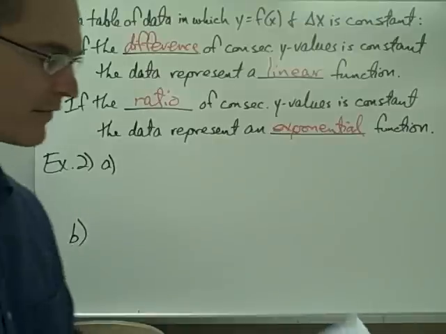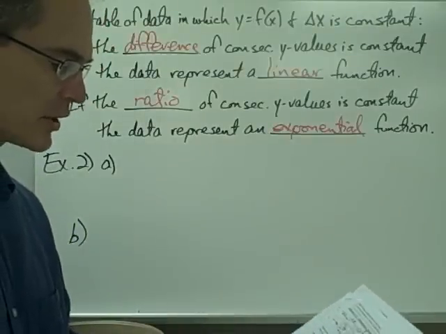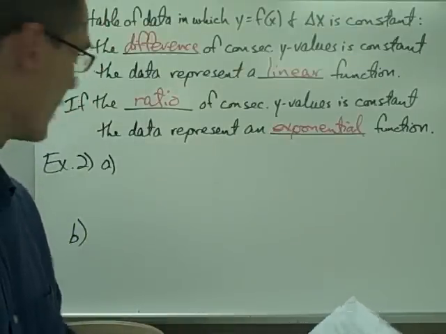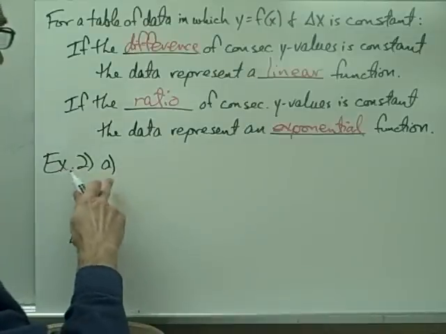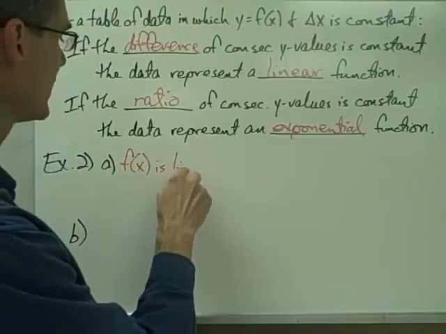Okay, so for these two functions here in example 2, it says find a formula for each function in example 1. So for part A here, I know f of x is a linear function.